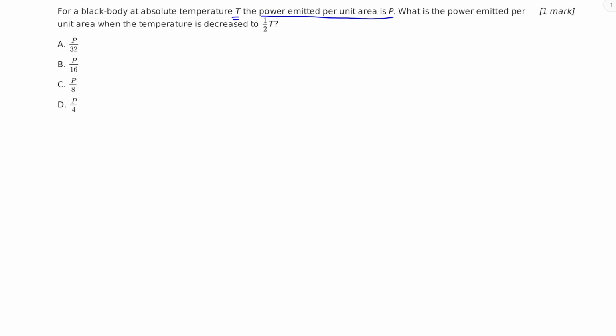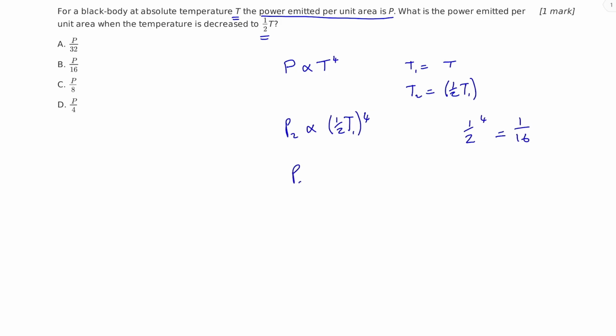D. For a black body at absolute temperature T, the power emitted per unit area is P. What is the power emitted per unit area when the temperature is decreased to half of T? If you go to your data booklet and look at the power equations there, you will find that the power is proportional to the absolute temperature to the power of 4. So T1 is equal to T. T2 is equal to a half of T1. P2 is proportional to (a half of T1) to the power of 4. Now a half to the power of 4 is equal to 1/16. So P2 is proportional to 1/16 T1 to the 4th. So our power P2 is going to be 1/16 of the power P1.